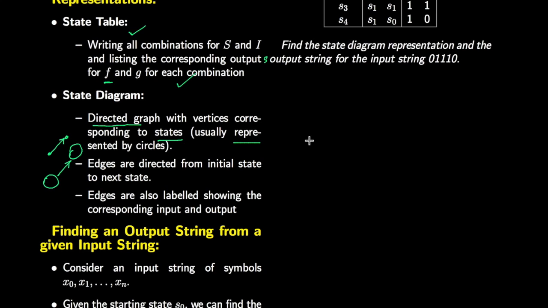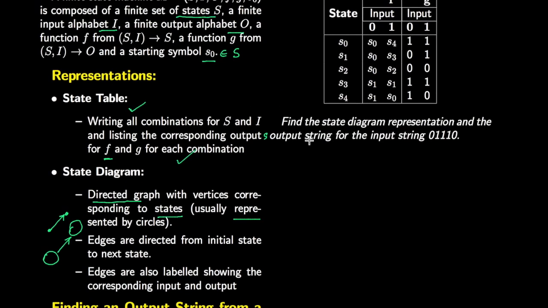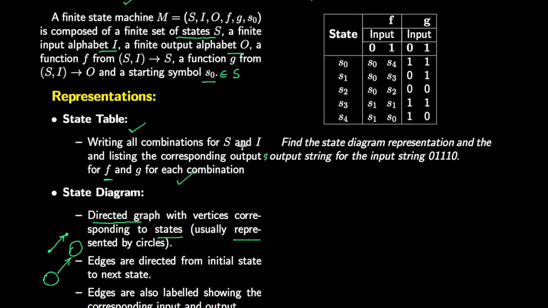So let's go here and try to find the state diagram representation. Let's do this part first: the state diagram representation of this table. Our starting symbol is S0. This information is not written here, but we always assume this. So this means we start with S0.